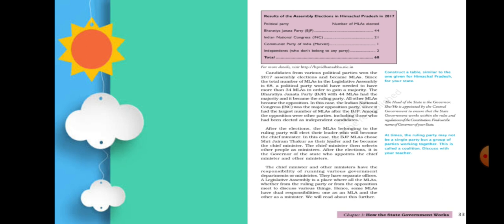In the legislative assembly, the ruling party and opposition party members come and discuss various things. Some MLAs have dual responsibilities: one as an MLA and the other as a minister.